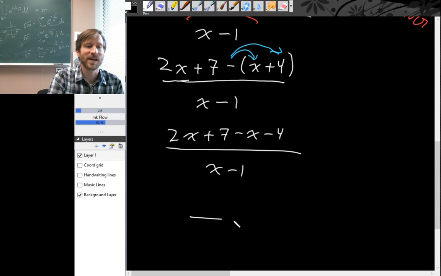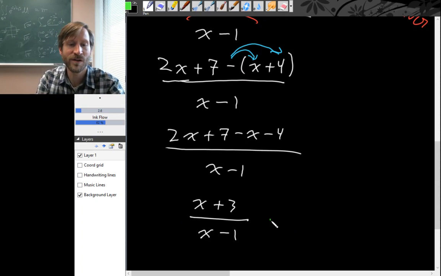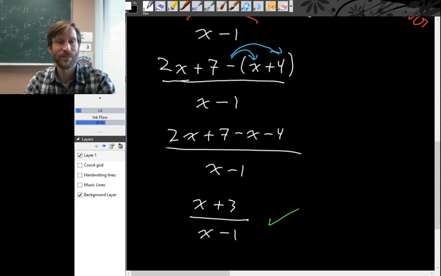And then we can combine like terms in the numerator. We have a 2x minus x, that's x, plus 7 minus 4, that's plus 3 over x minus 1. And this rational expression doesn't simplify any further, so that's it. So when you're working with rational expressions, be especially on your guard about distributing that minus sign when you're subtracting.